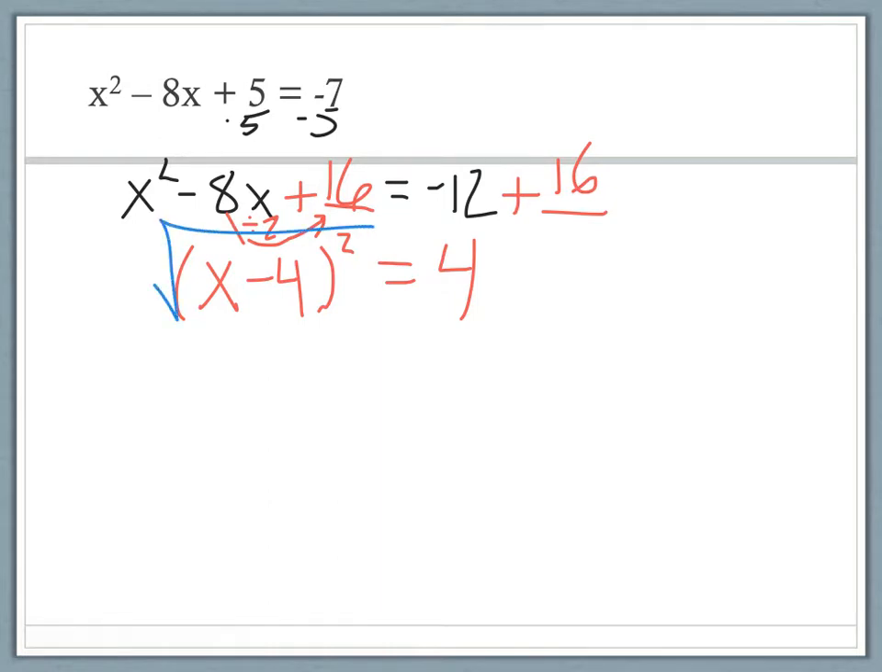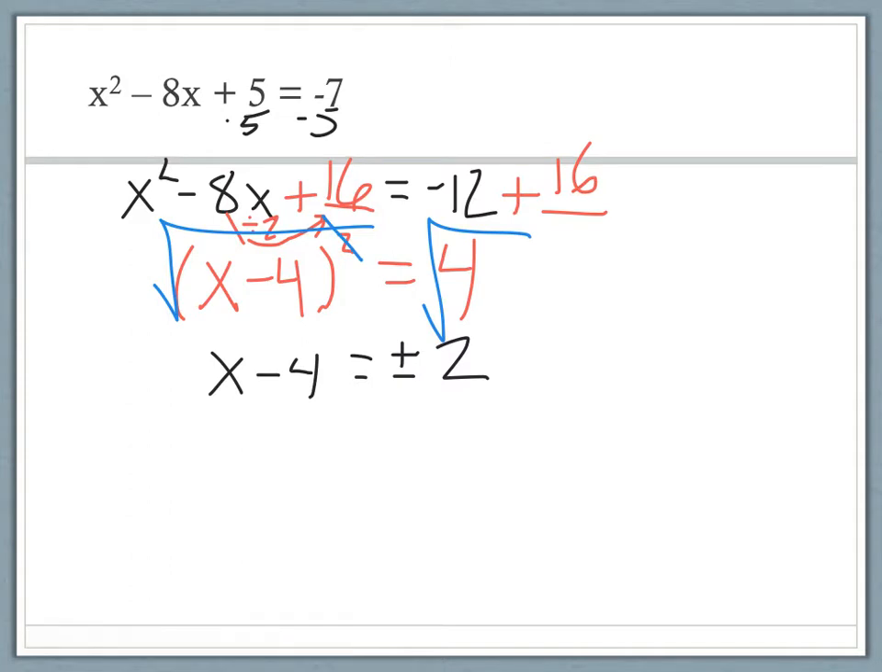I can square root. When I have to do it to one side, I have to do it to the other side. So now I'm left with x minus 4 equals, now don't forget, anytime you square root both sides, it's going to be plus or minus. And the square root of 4 is just 2.